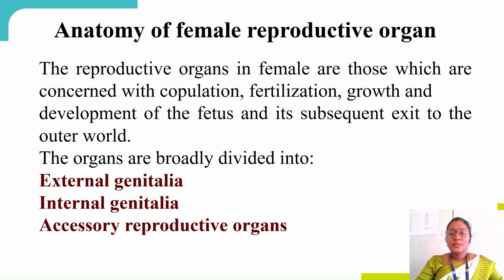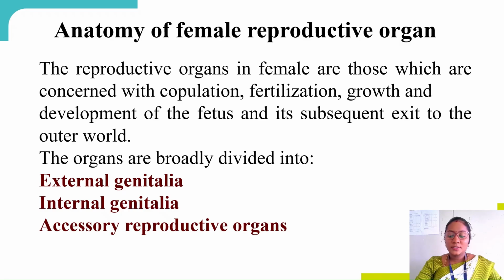So the anatomy of the female reproductive organs. So we know about the function of the female reproductive organs. So the main thing is the copulation, that is also known as intercourse. And then fertilization, growth and development of the fetus. So the organs are broadly divided into the first one, the external genitalia, the second one, the internal genitalia, and accessory reproductive organs. So we will see one by one.